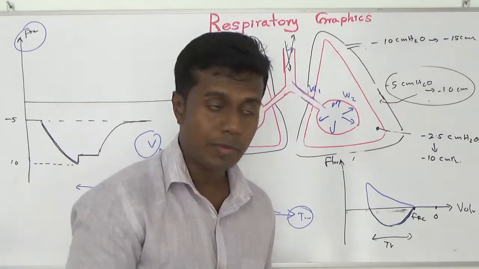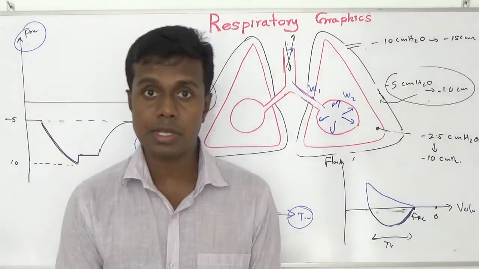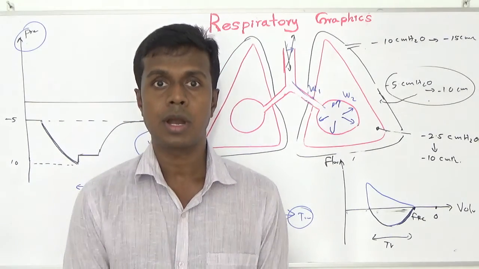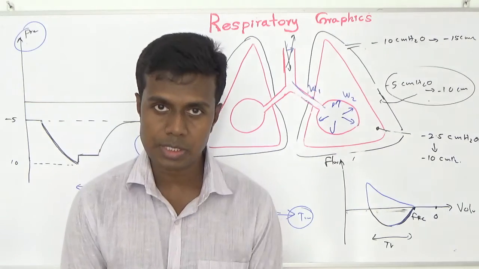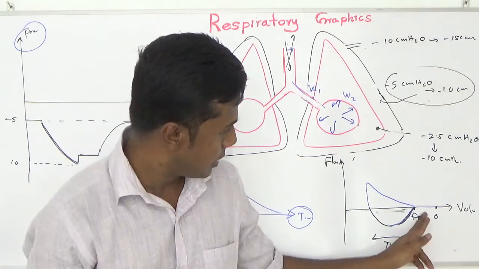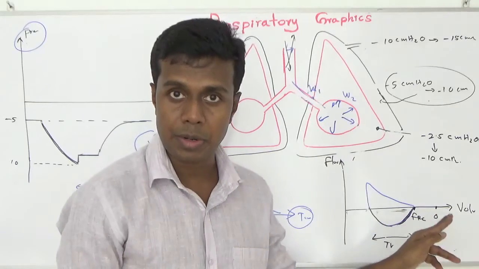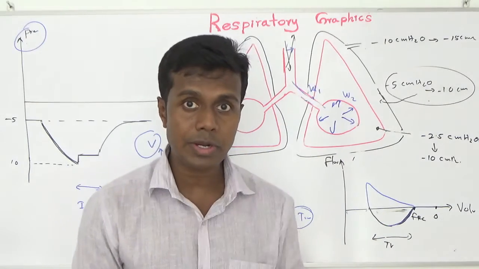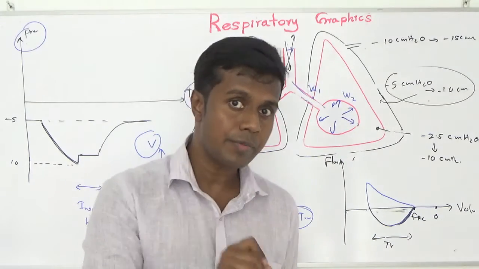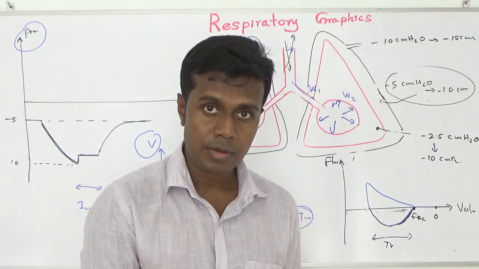Flow and volume. What I did is I started breathing at the functional residual capacity. I take tidal volume into my lung and I expire it. This is my inspiratory part and this is my expiratory part. Inspiratory flow I have taken as negative, and expiratory flow I have taken as positive.